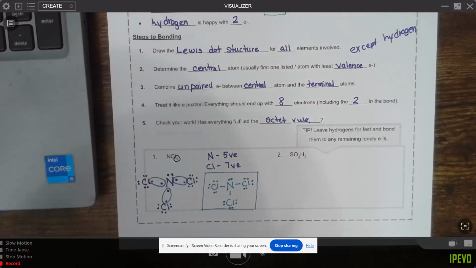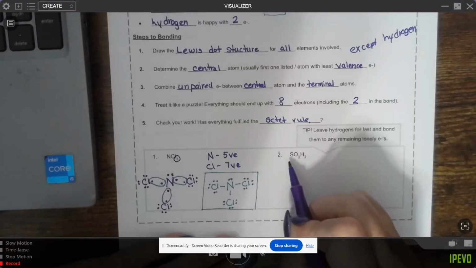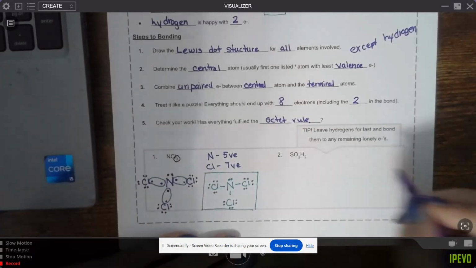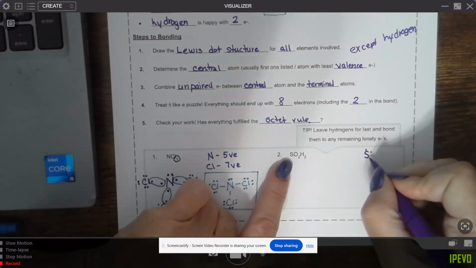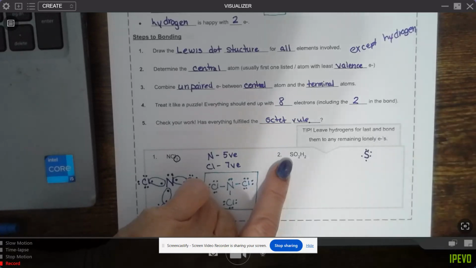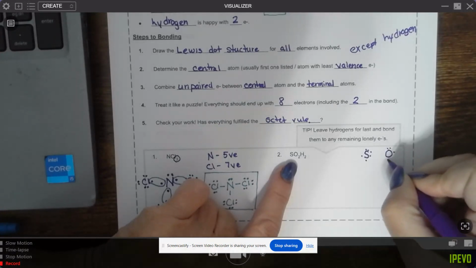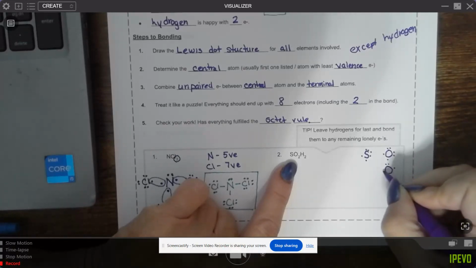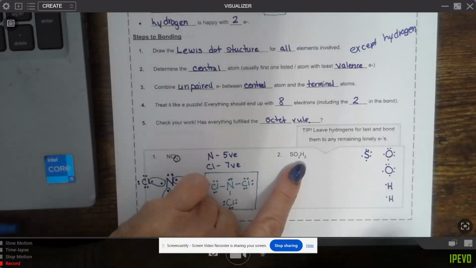Now this one's a little bit tricky, but we're going to take a shot at it. So this is SO2H2. Okay, so the first thing I want us to do is take a look at the elements involved. Sulfur has 6 valence electrons: 1, 2, 3, 4, 5, 6. Oxygen has 6 valence electrons, and we have 2 of them, so I'm going to draw 2 of them. And then we've got 2 hydrogens with 1 valence electron each.